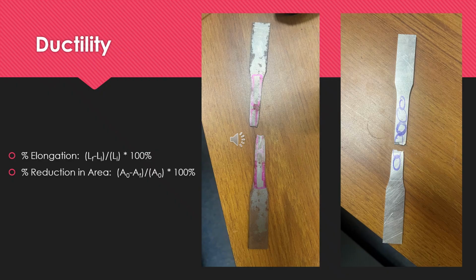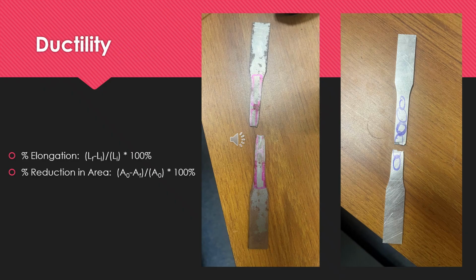Percent elongation is found through the formula percent elongation equals length final minus length initial divided by length initial times 100%. Percent elongation is shown in both pictures by the increase in the length of the material from being stretched. And you can see that the steel was stretched out a lot more than the aluminum.